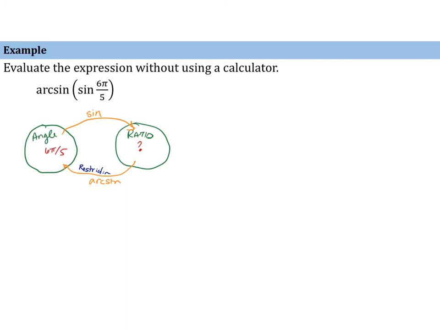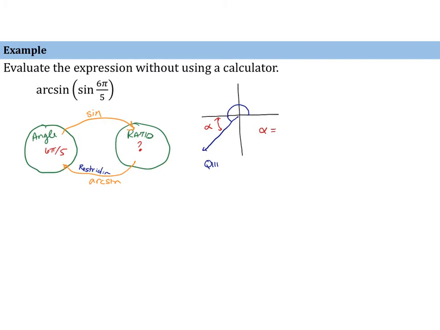Okay, so let's put things in perspective. 6 pi over 5 will be found in what quadrant? 6 pi over 5 is 1 and 1/5 of pi. So 1 pi and then another 1/5 pi will land us in quadrant 3. So what's the reference angle? What is the measure of this acute angle here? Let's call it alpha.